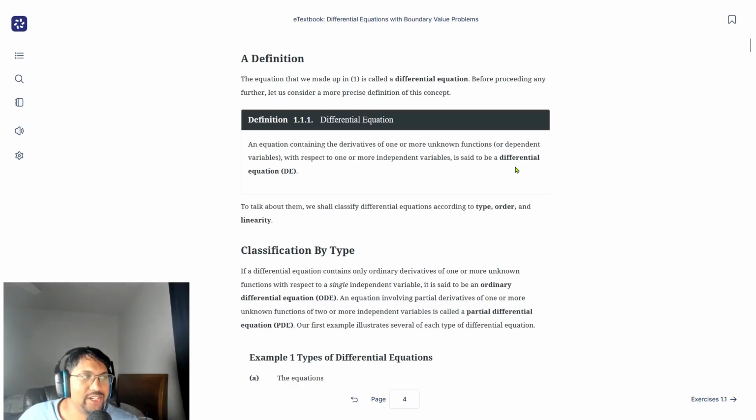So the first thing to understand with differential equations is the definition of a differential equation, and that is an equation containing the derivatives of one or more unknown functions or dependent variables with respect to one or more independent variables. That is said to be a differential equation. And it's also important to remember that there are different classifications, types, orders, and the different linearities of differential equations to keep in mind.